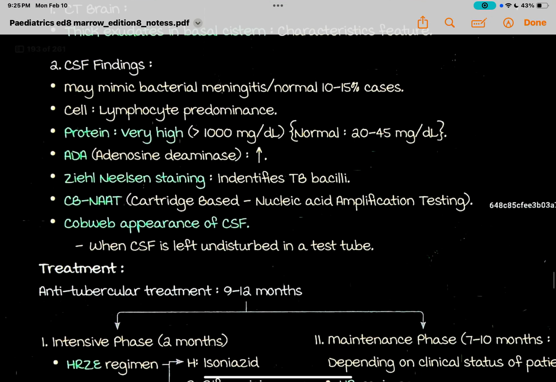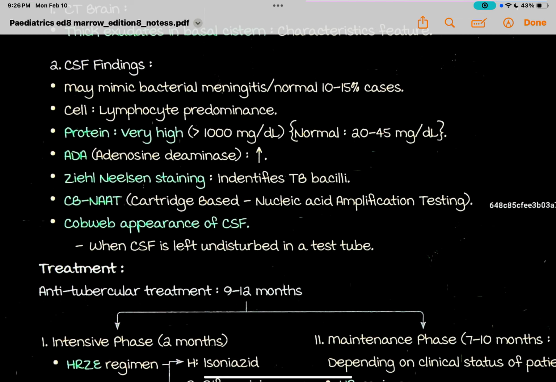CSF findings may mimic bacterial meningitis, and CSF could be normal in 10 to 15% of cases. There is lymphocyte predominance. Protein is very high, more than 1000 milligram per deciliter; normal is 20 to 45 milligram per deciliter. ADA, adenosine deaminase, is increased in the CSF in TB meningitis.